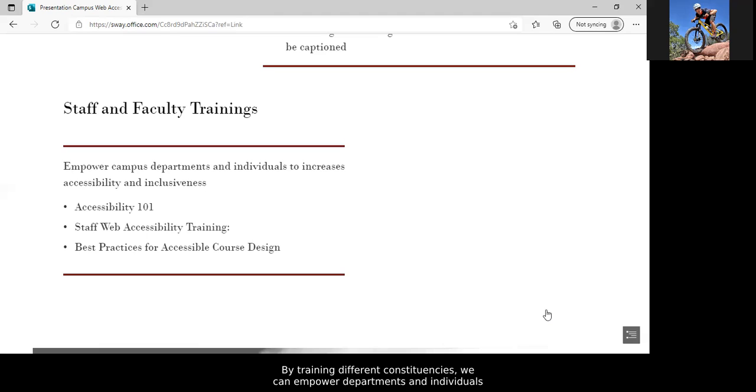By training different constituencies, we can empower departments and individuals to create accessible content and to be more inclusive for those with disabilities. Departments and individuals who have gone through the trainings connect them to their own work and start brainstorming ways to increase accessibility, equity, and inclusion, better serving their students and coworker population.